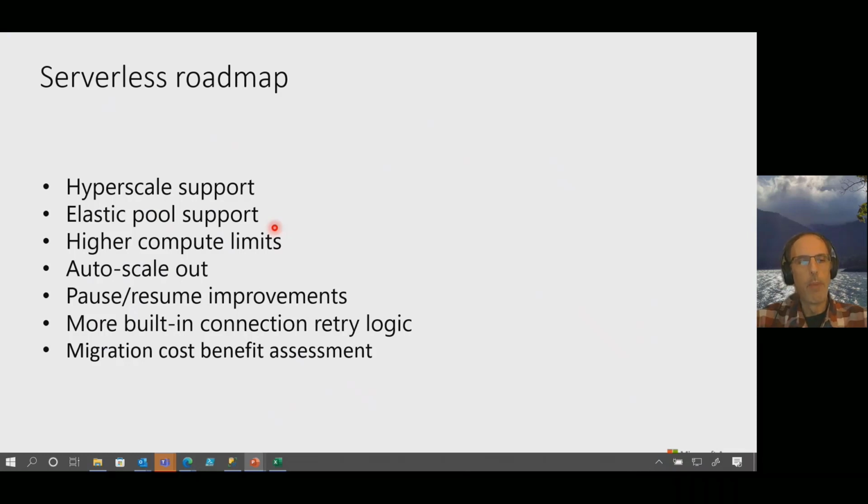We're working on improvements in pausing and resuming. For example, we'd like to reduce the auto pause delay, which again is this period of time that the database needs to remain idle before it will be paused, and reduce that minimum time from 1 hour, which it is currently, to as low as a few minutes. And that will give databases more opportunities to pass through more pause and resume cycles and enjoy even greater price optimization.